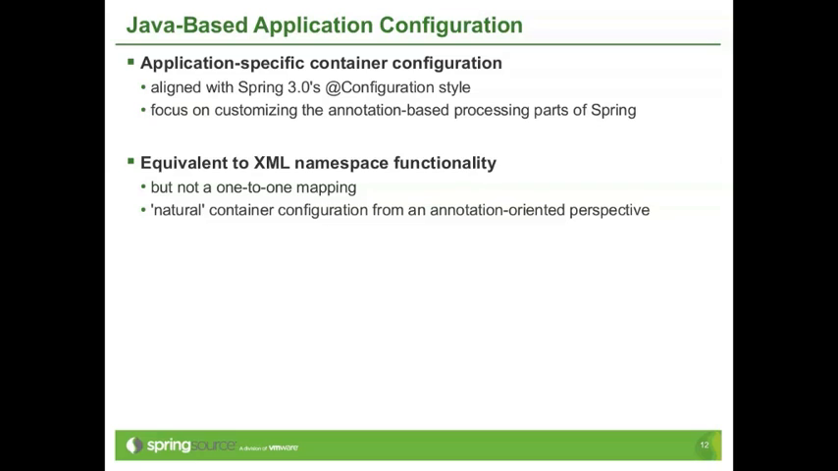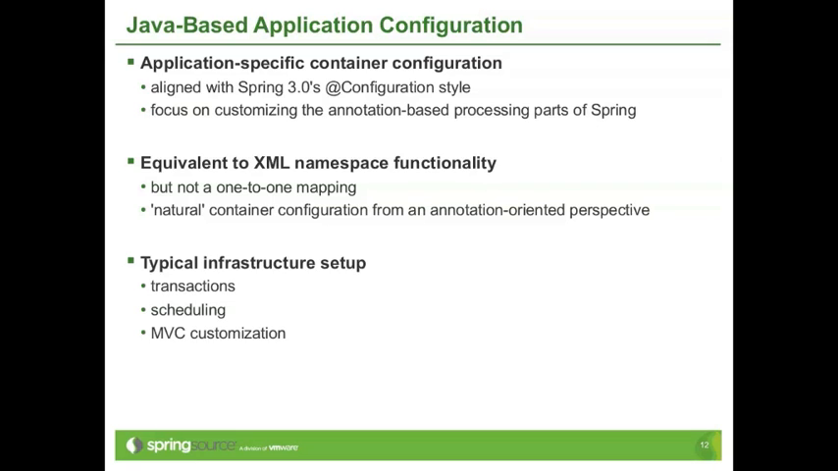The stylistic choice here is intentionally not a one-to-one mapping from XML. We're trying to provide the same conveniences, the same kind of setup, but in a style that is natural within the @Configuration model, within the annotation-oriented perspective. So it's not a one-to-one mapping. It also differs in naming from XML namespaces. And well, we already elaborated a bit on what kind of features you would find in this model.